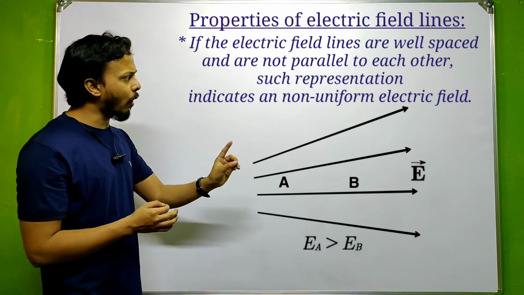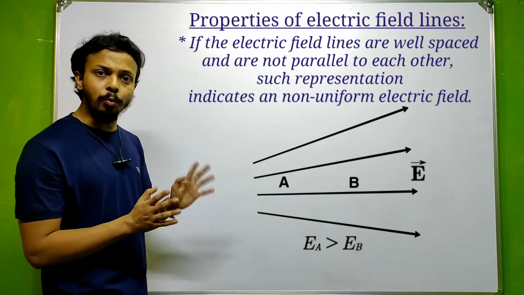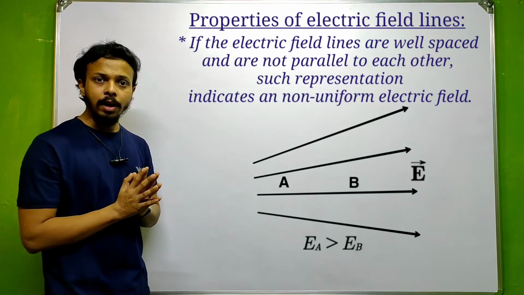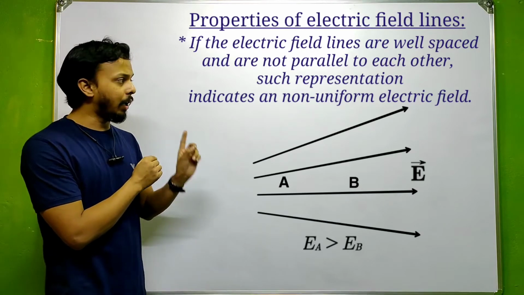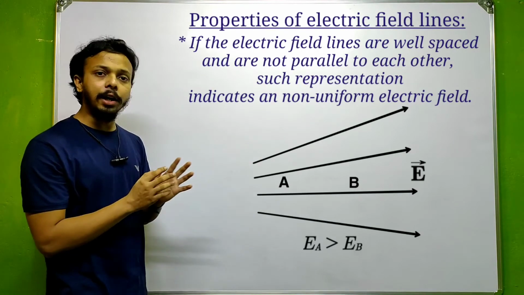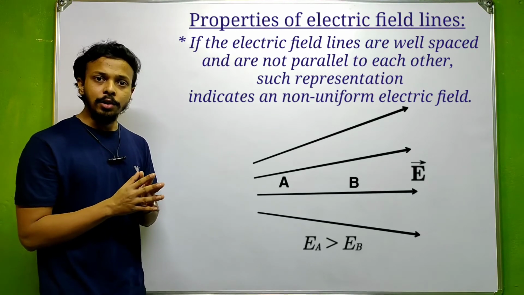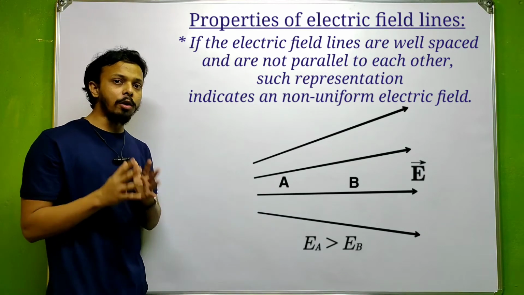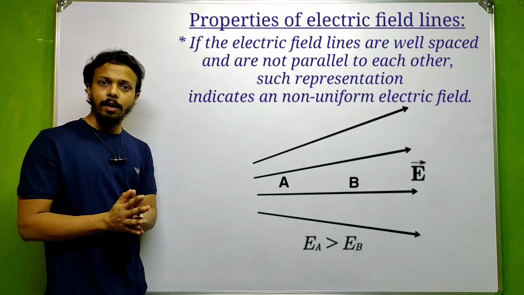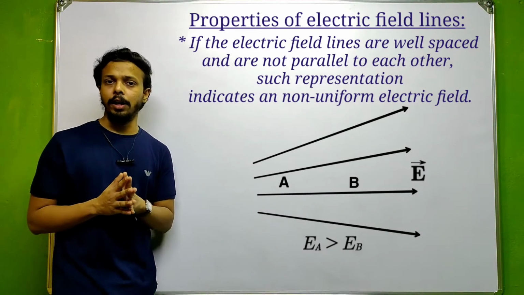So if you consider the 2 points A and B in such a field, the electric field strength at these 2 points is different, they are not the same. Where the electric field lines are close, at that point the electric field is more, and where the electric field lines are well separated, the electric field strength is less. So if such a representation is there, it indicates a non-uniform electric field. Okay, I hope you understand this, some properties of electric field lines.